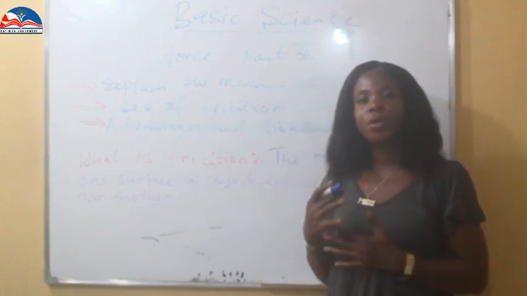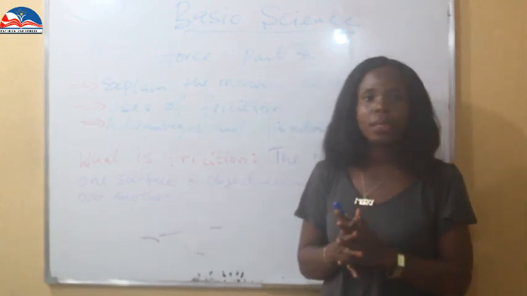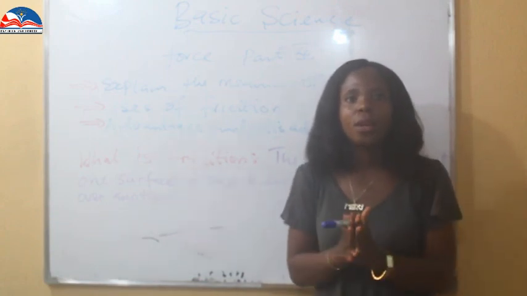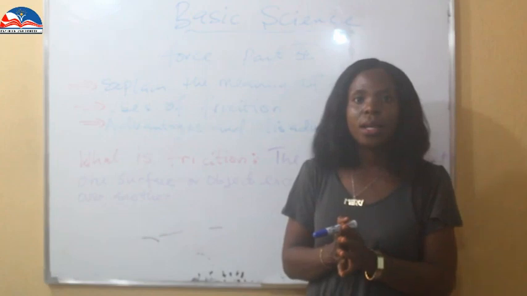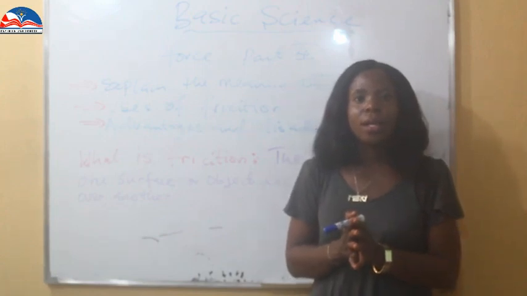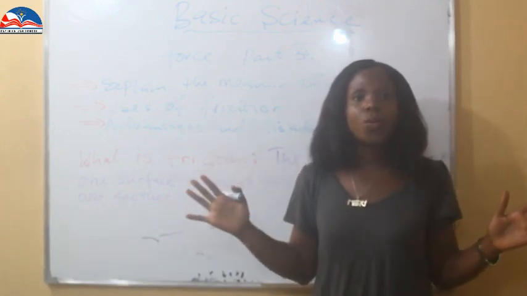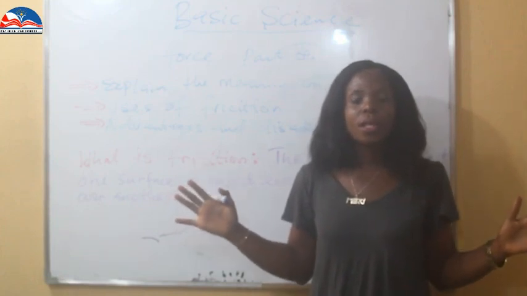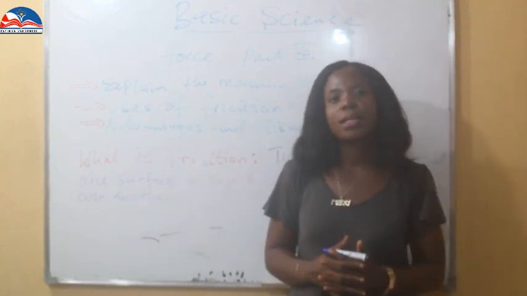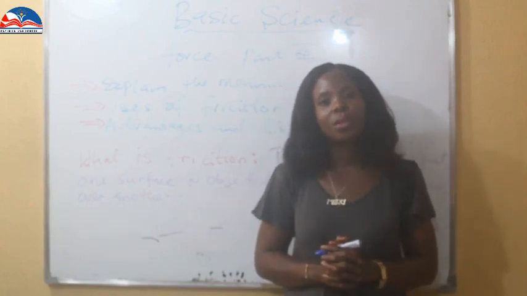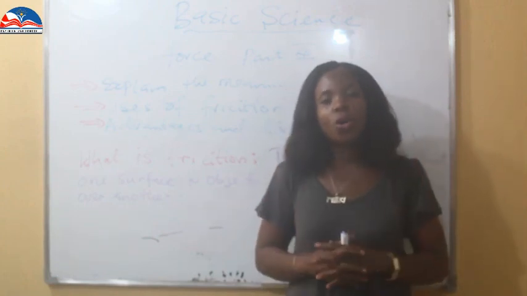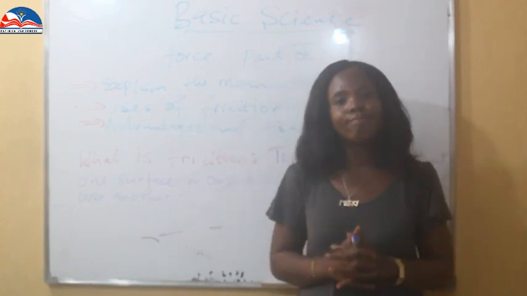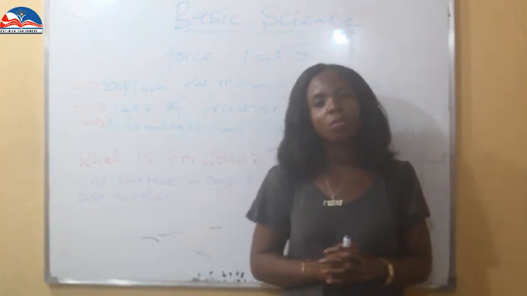So when we hear about friction, what comes to our mind? Two surfaces coming together. And we can equally say these two surfaces come in close contact to cause friction. An object cannot cause a friction. Two objects have to come together for friction to happen.